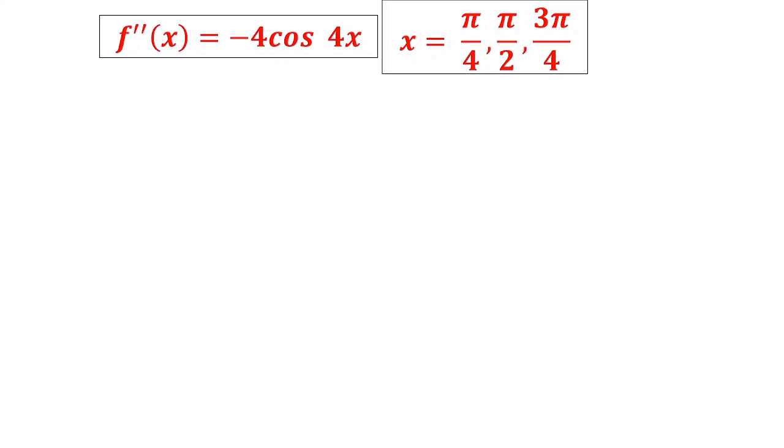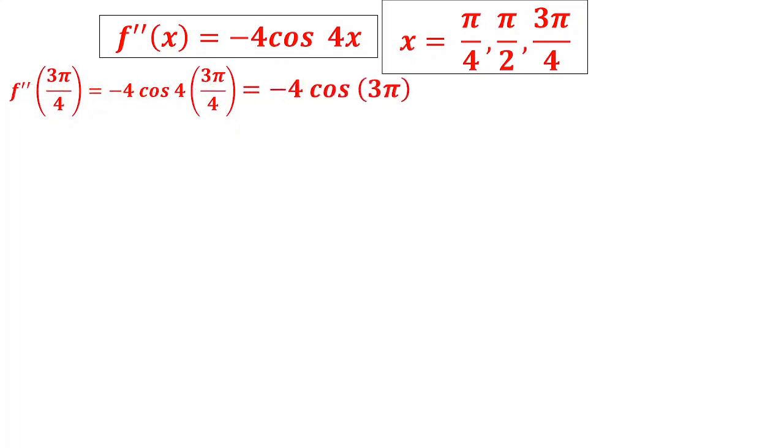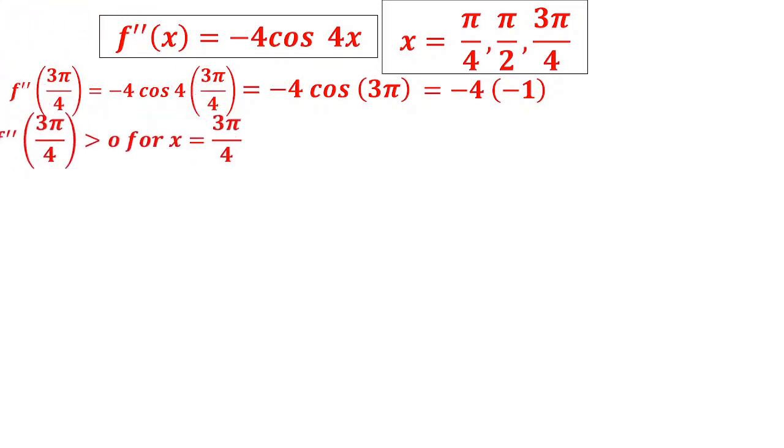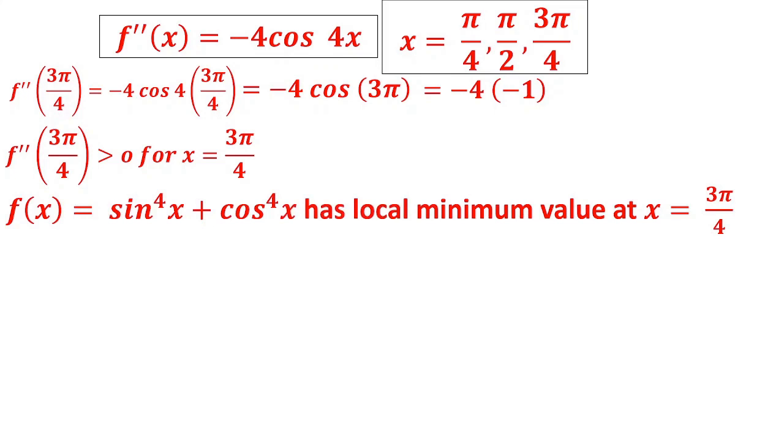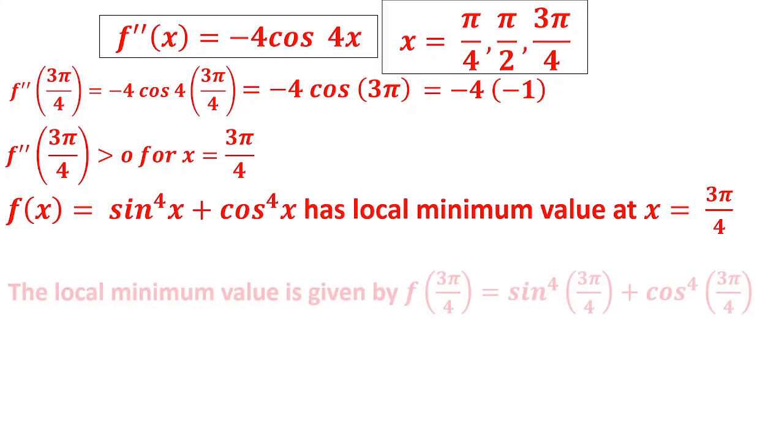Let us continue. Let us check the value of f double dash of x at 3 pi by 4. It is minus 4 cos 3 pi. 4 and 4 get cancelled. Cos 3 pi is minus 1. Cos pi is minus 1, cos 2 pi is plus 1, cos 3 pi is minus 1. Therefore, you are getting minus 4 into minus 1, greater than 0. Therefore, it is a local minimum value.